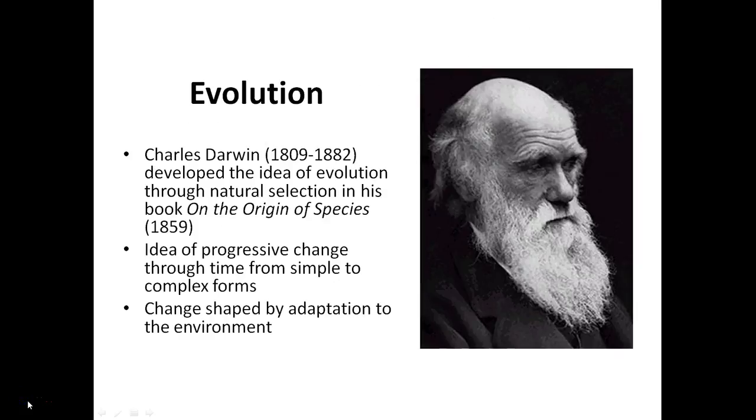The concept of evolution was developed and systematized by Charles Darwin in his book On the Origin of Species. He saw evolution as the progressive change through time from simple to complex forms, and this change was shaped by adaptation to the environment. And this concept of evolution is very influential on anthropology and understanding the transformation of human societies from small-scale, simple forms into larger-scale forms, and how these changes are shaped by adaptation to the local environment. Not just the physical environment, but the local social environment.